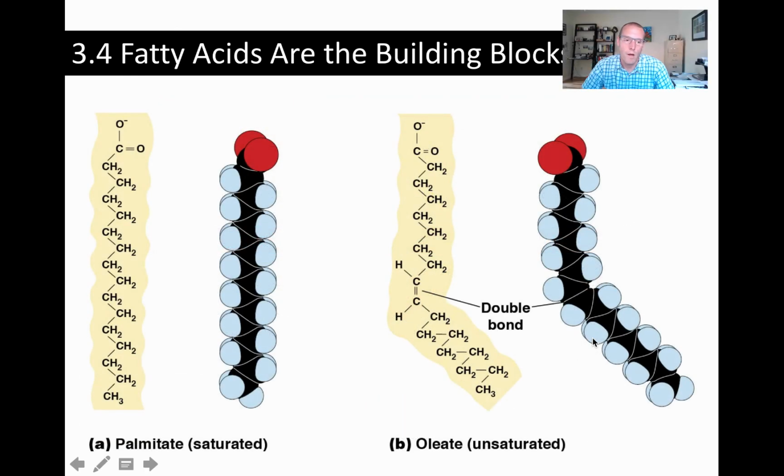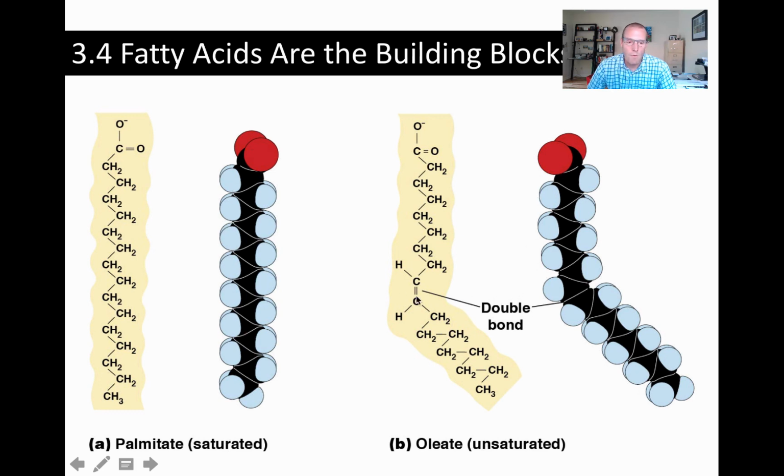Let's return to fatty acids and saturation. Remember that when we're dealing with a saturated fatty acid, every single carbon in the chain over here on the left is forming the maximum number of bonds to hydrogen atoms, so it is saturated with hydrogen, and so the fatty acid, such as palmitate, is saturated.